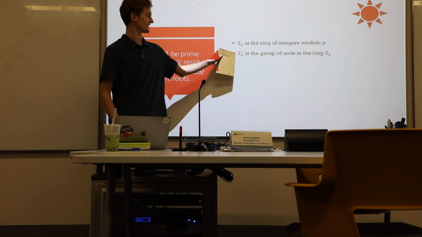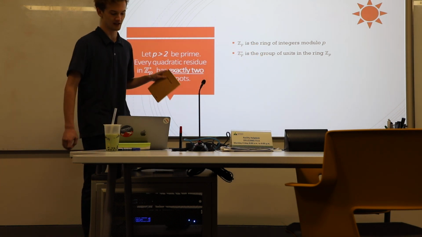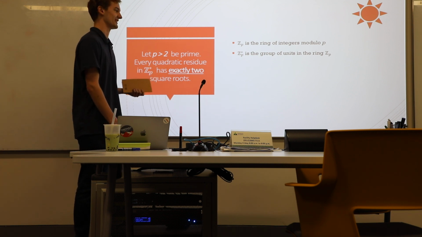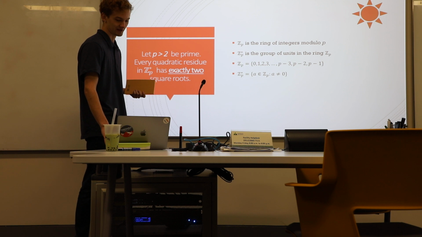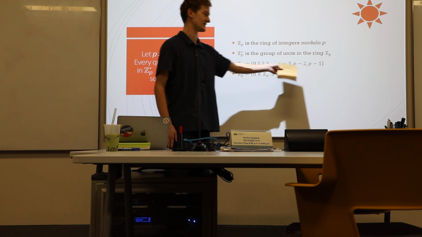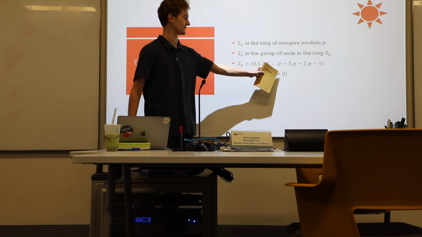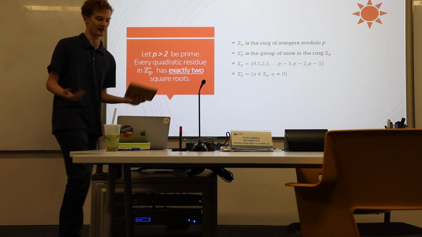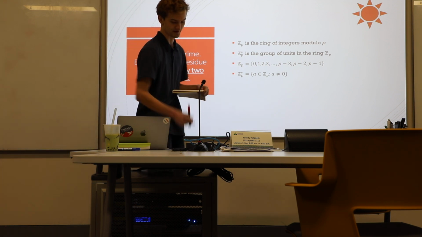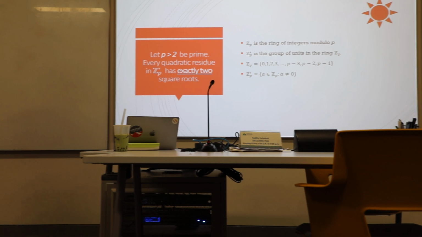Then Z mod p star is the group of units in the ring Z mod p, and something is a unit if it has an inverse. If you're not taking abstract algebra, this might sound a little weird, but you can picture it as follows: Z mod p is all the numbers from 0 up to p minus 1, where p is a prime. And Z mod p star is the same numbers, except we don't include 0, because we don't have an inverse for 0. Okay, let's see how there are exactly 2 square roots.